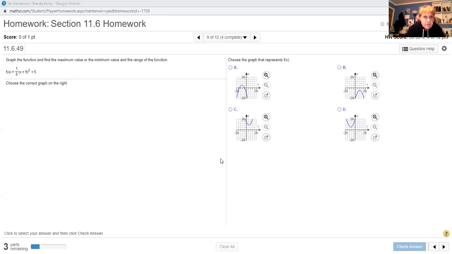Let's try this one. Okay, we need to pick the graph, but let's find the vertex. We'll look to see if we're opening up or down, see if we can eliminate some of these. The vertex is a -9, 5. So we're going to the left 9 and up 5. Oh, and it opens up. It's wide, but it opens up. So it can't be A, because that opens down. It can't be B, because that opens down, and our A is positive.